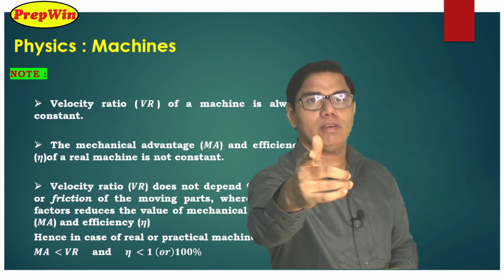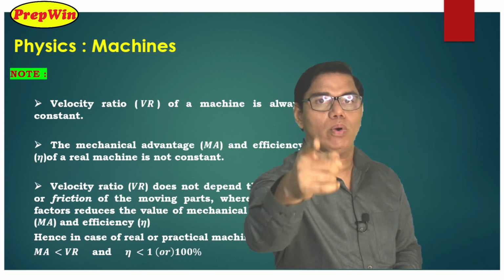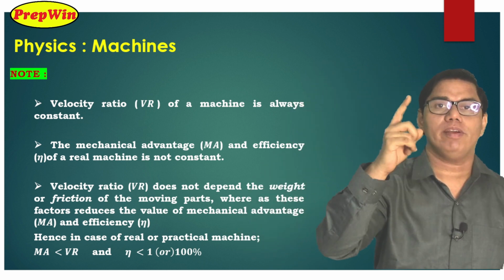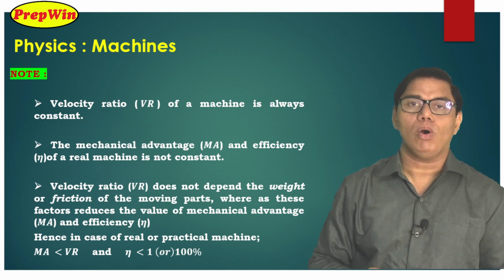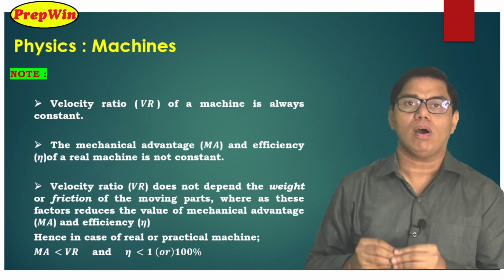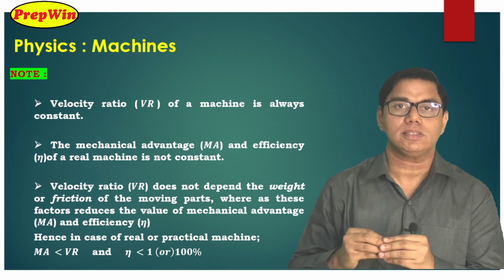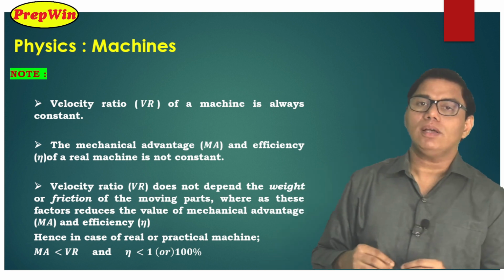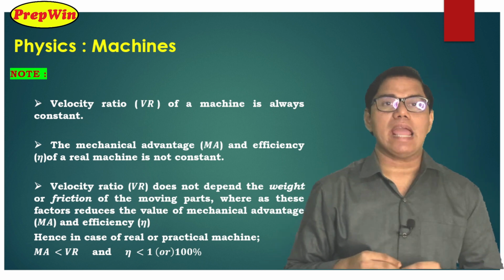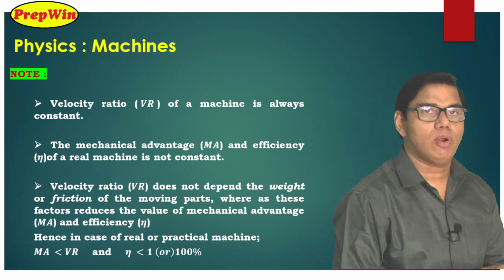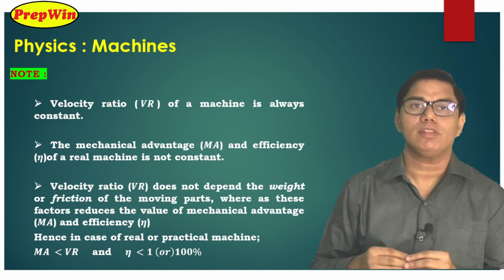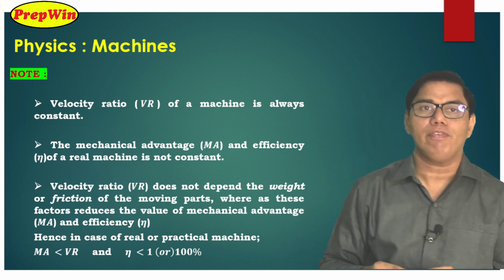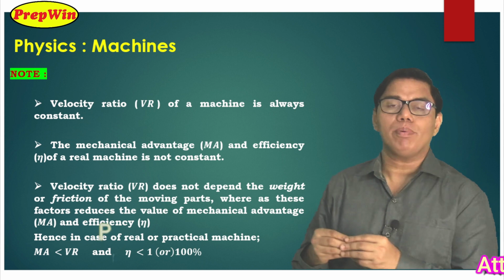But this is totally different for the velocity ratio. Velocity ratio is always constant. Mark my word, velocity ratio is always constant. And in the examination, you are most likely to get this question: why does velocity ratio always remain constant and not mechanical advantage or efficiency? The reason is that velocity ratio does not depend upon the dimension of the machine. It does not depend upon the weight or the friction of the moving parts, where these factors reduce mechanical advantage and efficiency. Let me go back to the example of a scissor.